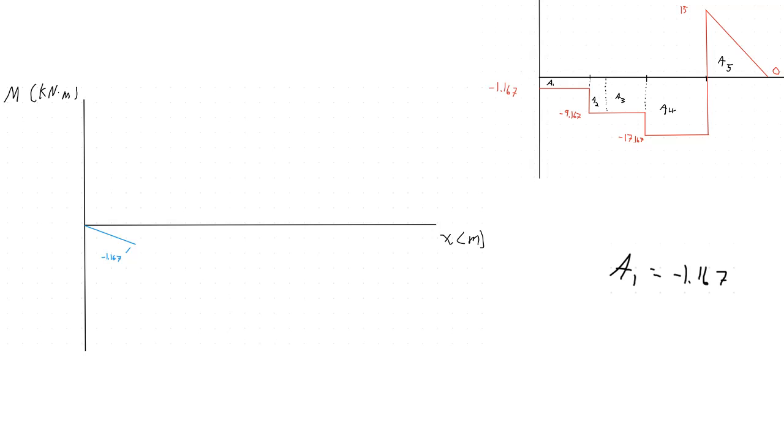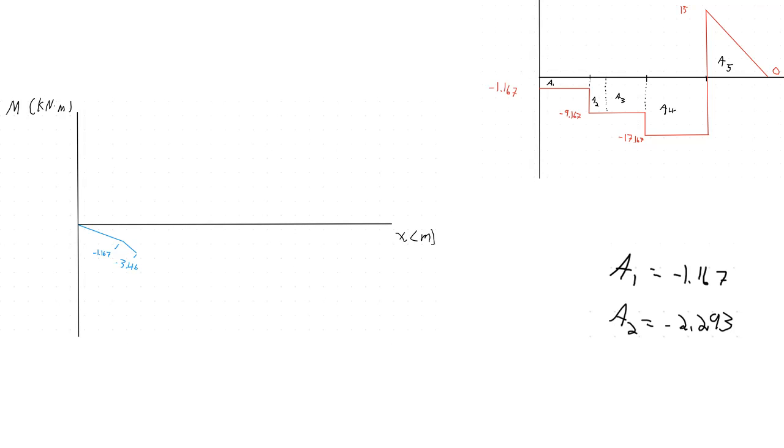So A1, that little rectangle on the left, the negative 1.167 multiplied by the 1 meter gets us negative 1.167 kilonewton meters. And so our bending moment diagram starts at 0 and ends at negative 1.167. If we imagine us going along the x-axis on our shear diagram, that A1 is getting a little bit longer, and so our bending moment value is getting a little bit bigger. And so at the 1 meter mark, we finish at negative 1.167 kilonewton meters.